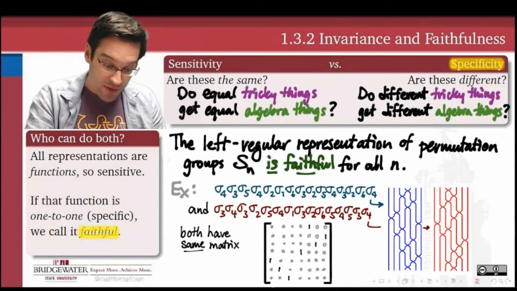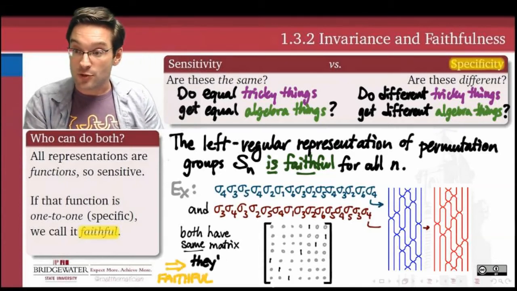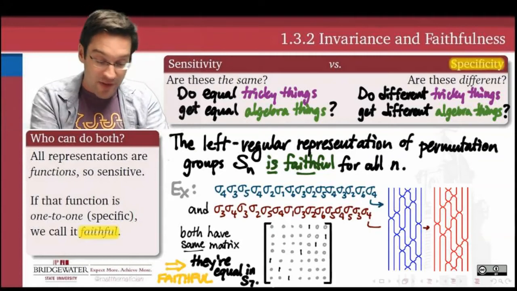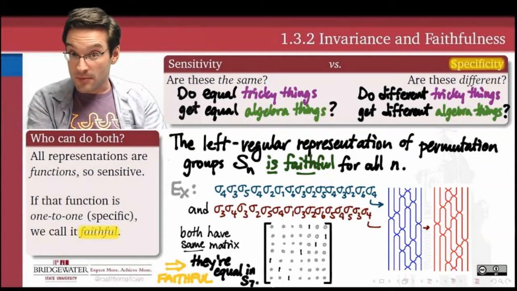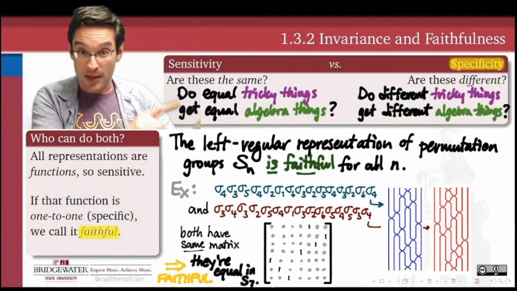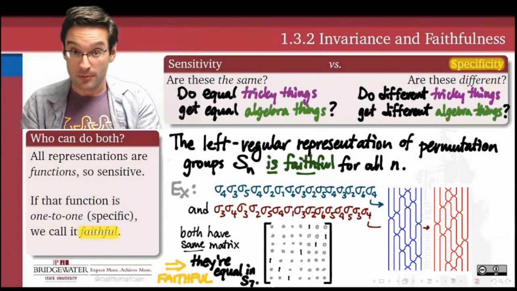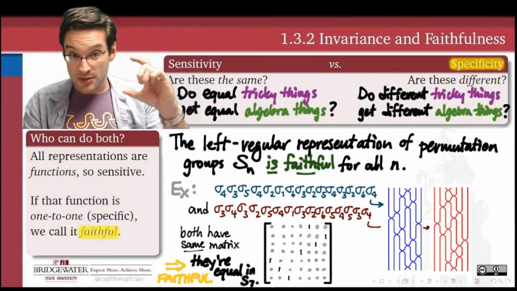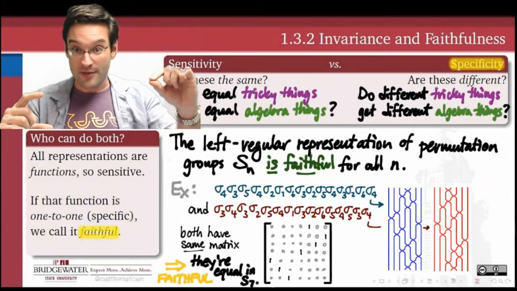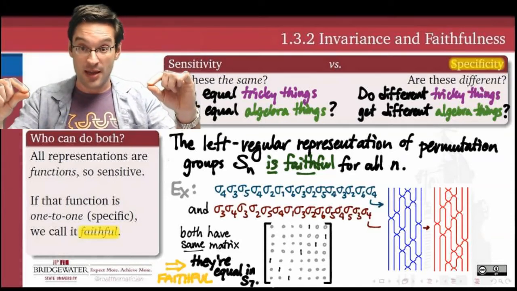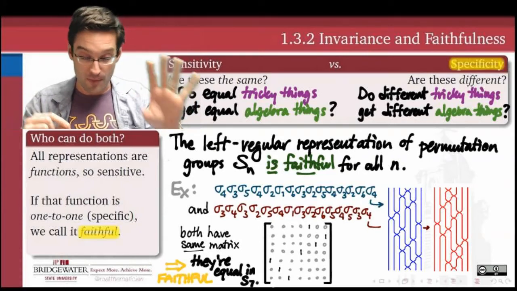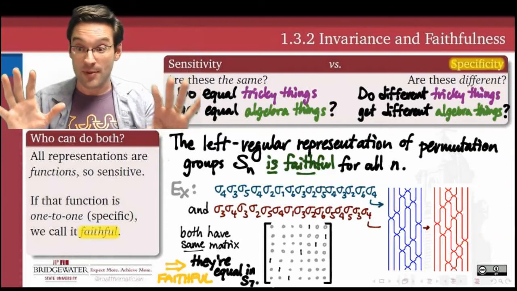And because the left regular representation of the permutation groups is in fact faithful, that means that having the same matrix representing them must mean that we had the same element in my group that was associated with it. So a faithful representation has different matrices for different elements, and also if we have the same matrix over here, we must have the same elements back there. That's the beauty of a faithful representation. So if the matrix is the same, that means that the group elements must have been the same.